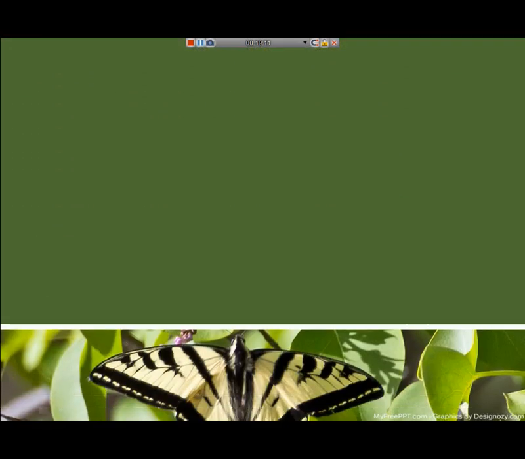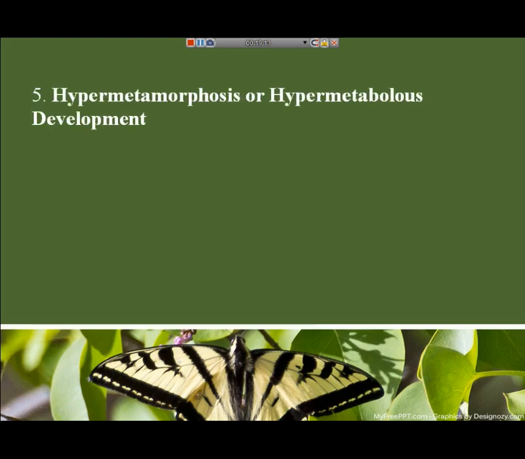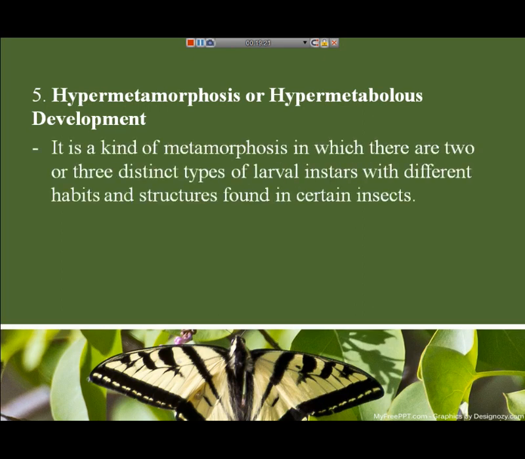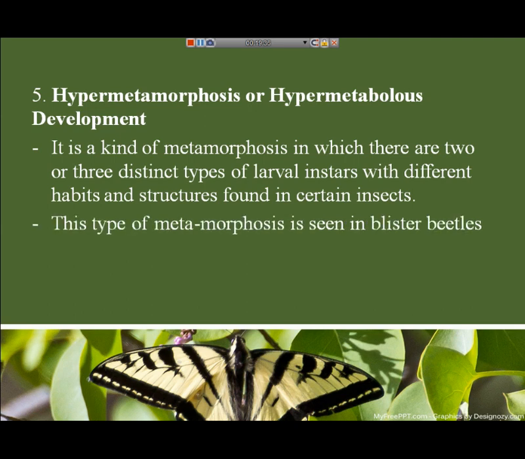Lastly, the last type of metamorphosis is the hypermetamorphosis or the hypermetabolous development. This is a kind of metamorphosis in which there are 2 or 3 distinct types of larval instars with different habits and structures found in certain insects. This type of metamorphosis is seen in blister beetles.